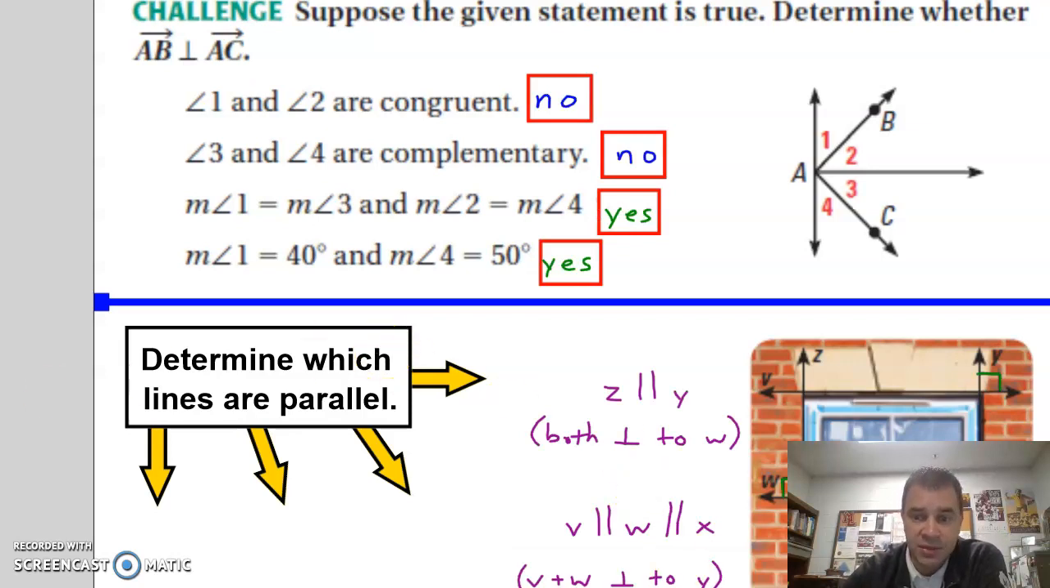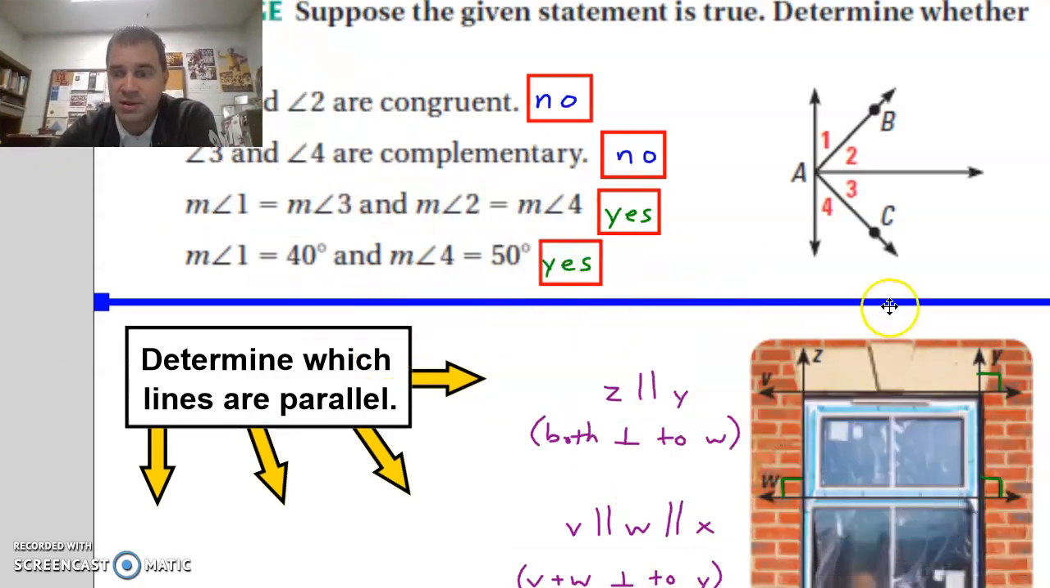Down below, you've got something similar. We're looking at a bunch of different types of windows. I'll just show these to you, and you can go back and analyze them on your own. A bunch of different lines on the outside of the window, and some are marked. They might be hard to see on your page. Some are marked with 90-degree squares there. We could say that Z and Y are parallel lines, and here's how you would write that. The reason is that both of them are perpendicular to W.